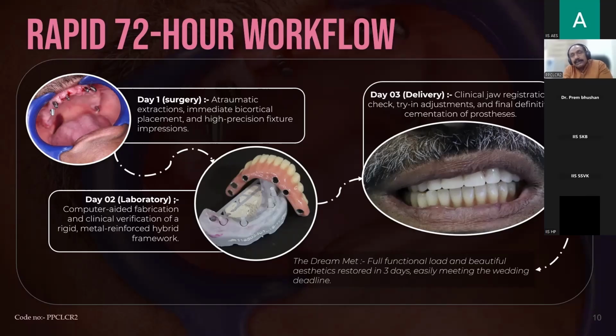Then on the third day, the hybrid denture fabricated bars were placed on the implants and minor adjustments were done, then cemented. Within the third day, I gave the prosthesis to the patient, satisfying all his dreams and all his demands.